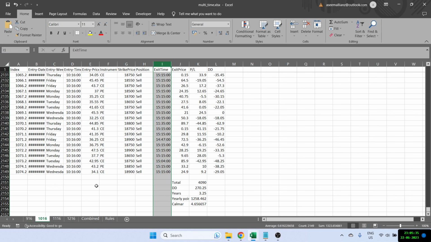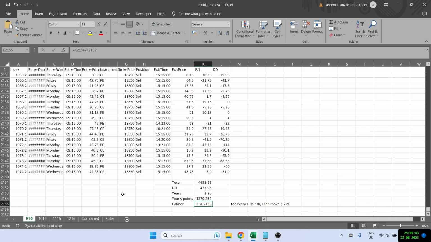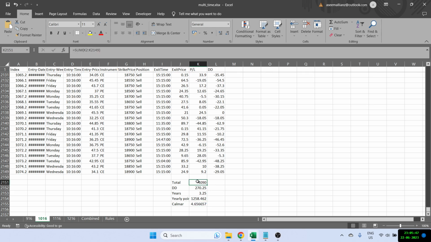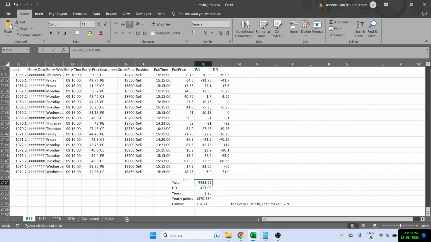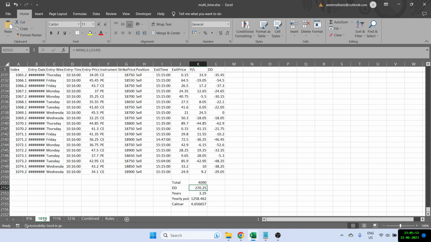Let's see the same strategy at 10:16. The Calmar ratio has gone up to 4.6. So definitely the Calmar has gone up. But if you see the total points, it has gone from 4,400 to 4,000. So why did Calmar go up? Because the drawdown reduced. The drawdown here was 427, which is reduced to 270.